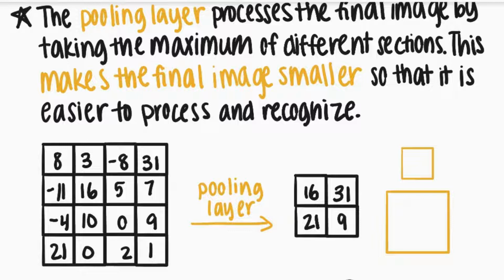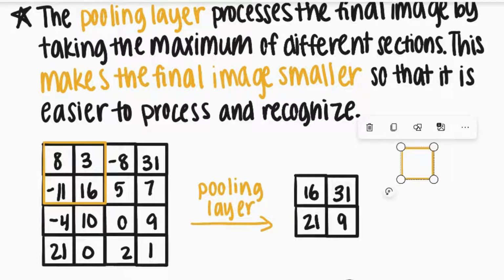I'm just going to use these yellow boxes and move them around to highlight it as we perform this operation. So first, let's take a look at this upper left-hand corner. We have the numbers 8, 3, -11, and 16. The largest number of all of that is 16, which is why we're going to pop it in this spot right here. Now let's do that with the other sections.